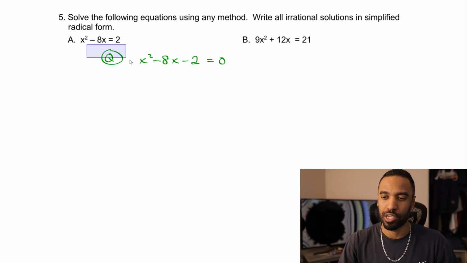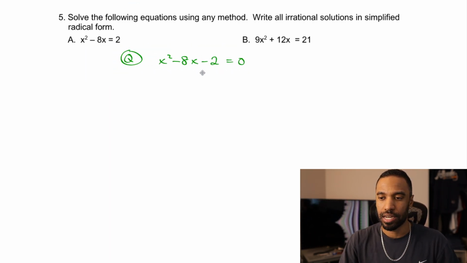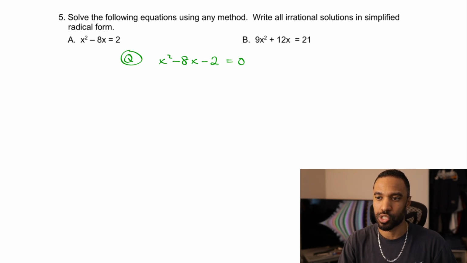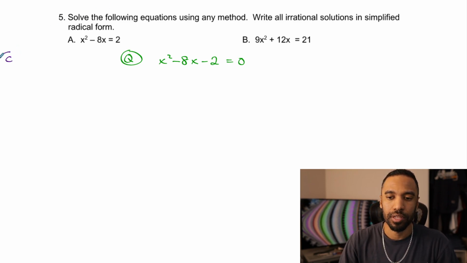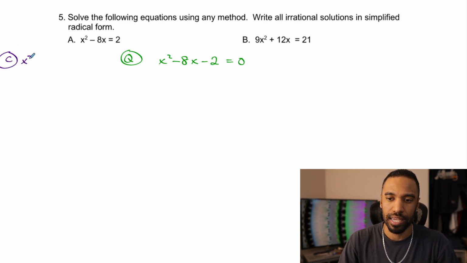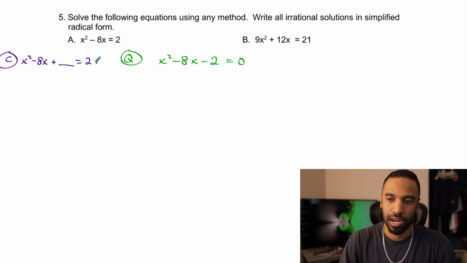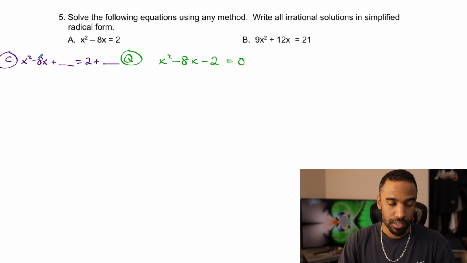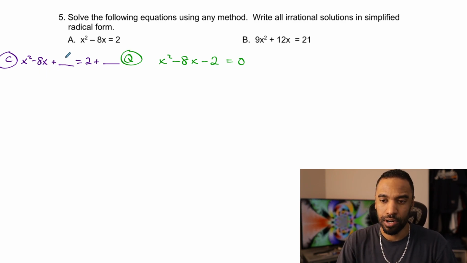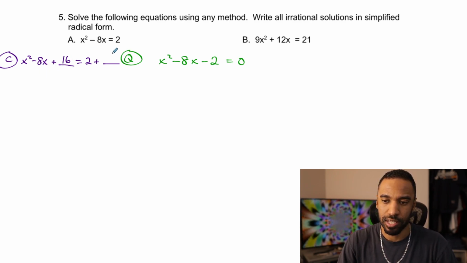So quadratic formula is waiting in the wings. However, it is waiting in the wings. Let me start with completing the square, shall we? I'll start with completing the square, as this is already kind of set up for that. I can add something here, and I'll add that same thing here. Divide -8 by 2 is -4. Square -4, I get 16.